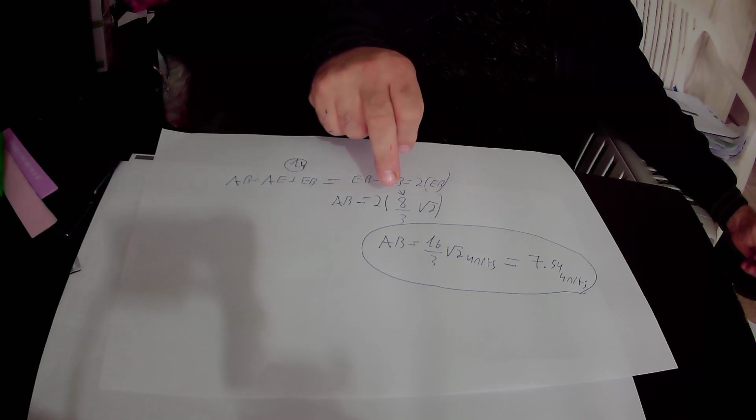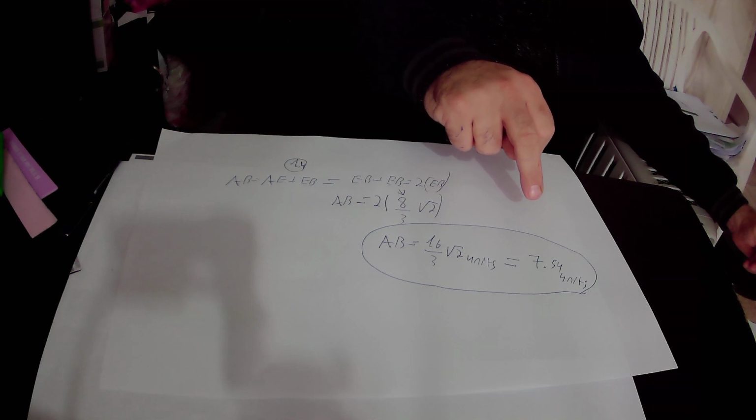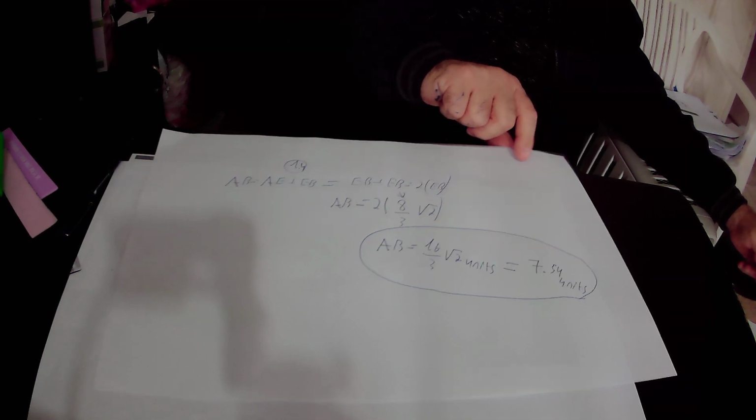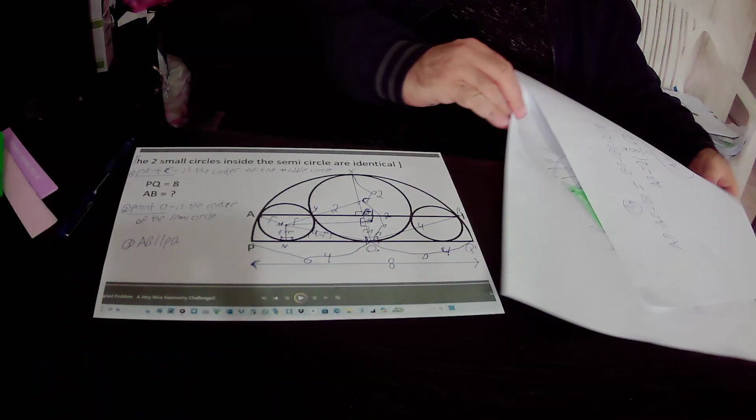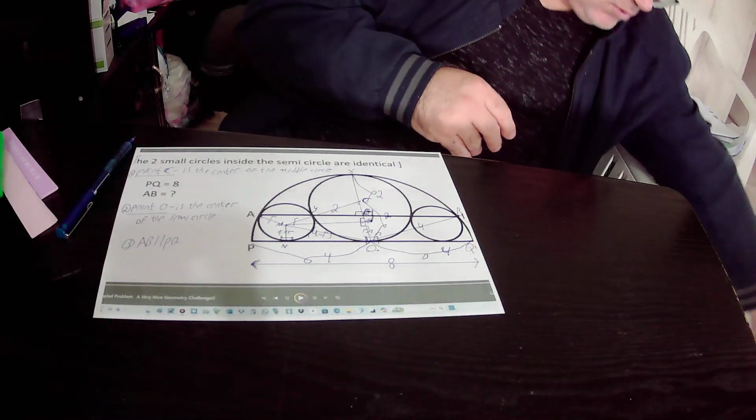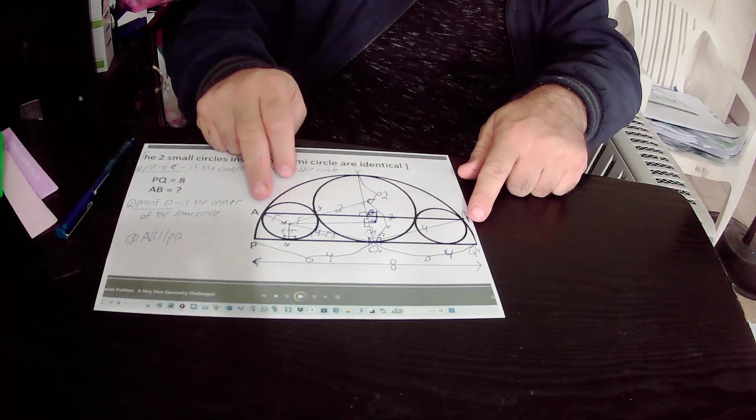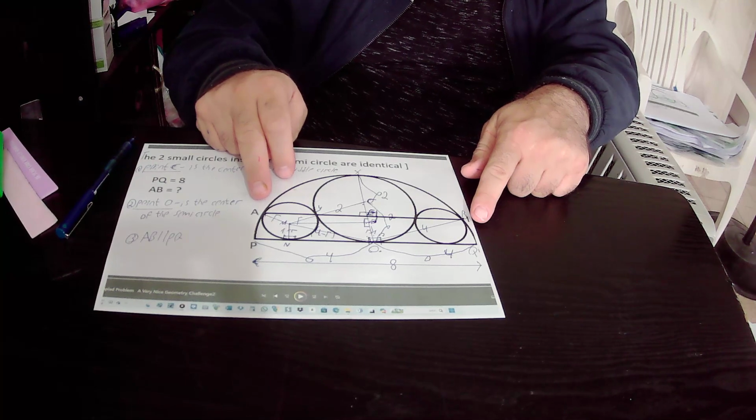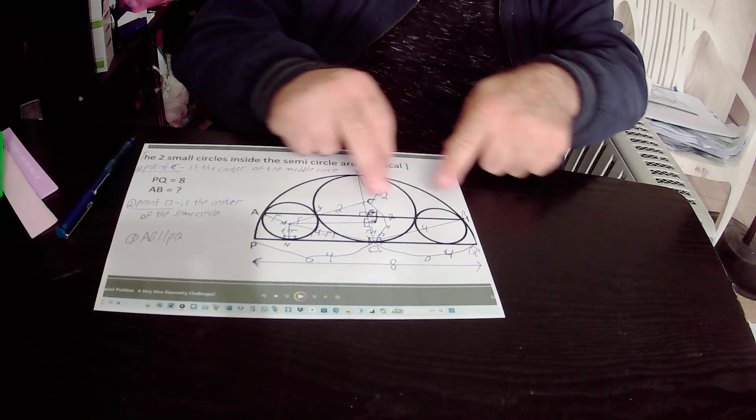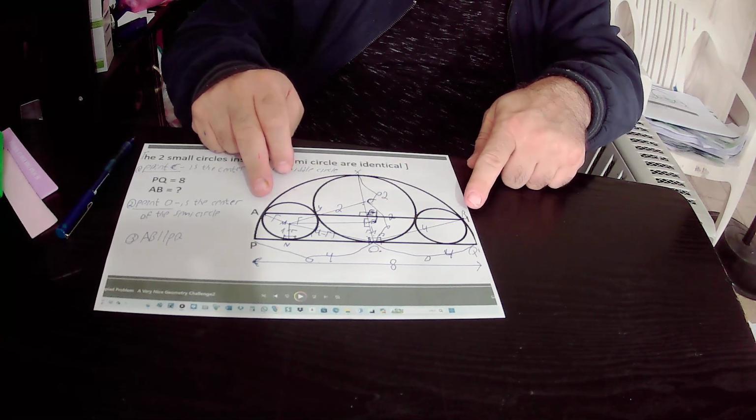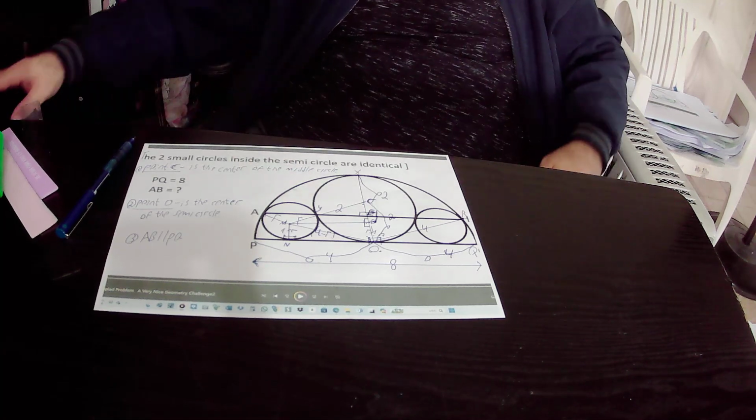or in terms of numbers, the length of AB is 7.54 units. I will repeat again. The length of this chord AB equals either 16 over 3 times the square root of 2 units, or in terms of numbers, the length of this chord AB equals 7.54 units. Okay, thank you very much.